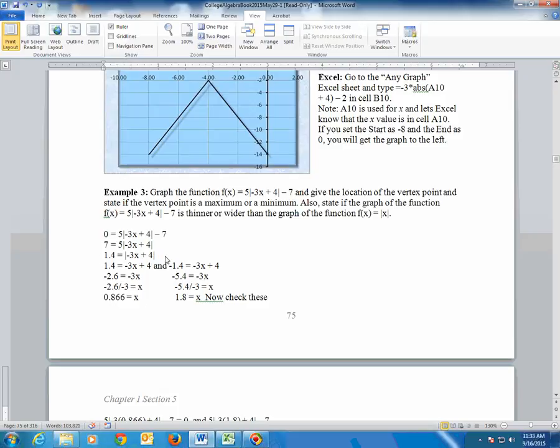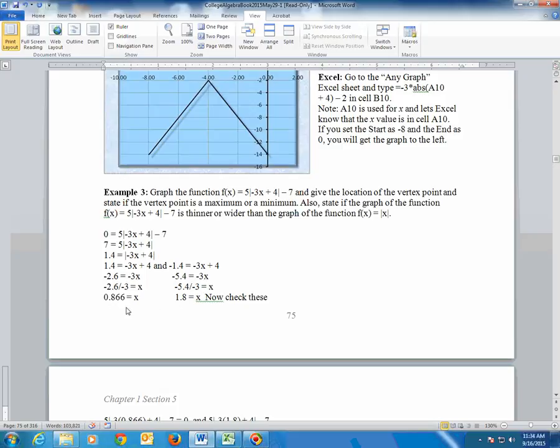Now from the absolute value, you get 2 equations. One is 1.4 equals negative 3x plus 4 by just dropping the absolute value sign. And the other one is change the sign of the number on the left. So negative 1.4 equals negative 3x plus 4. Now solve both of these equations. Subtract 4 from both sides and I get negative 2.6 equals negative 3x. Then divide both sides by negative 3 and I get x equals 0.866. Over here, same thing. Subtract the 4 and I get negative 5.4 equals negative 3x. Divide both sides by the negative 3 and I get x equals 1.8.